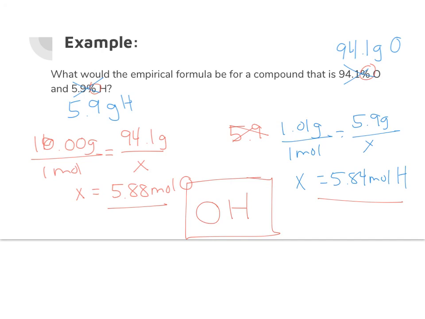So again, the empirical formula is always the lowest whole number ratio of the atoms in the compound, and we want to make sure that we always take our masses that are given, or our percentages that are given, and convert them into moles, and then compare the number of moles in order to find the ratio.